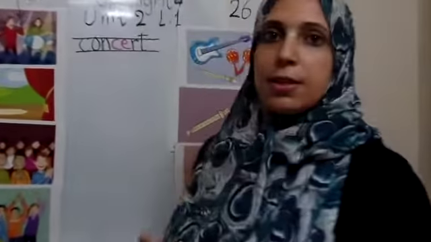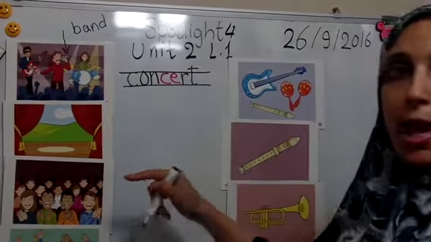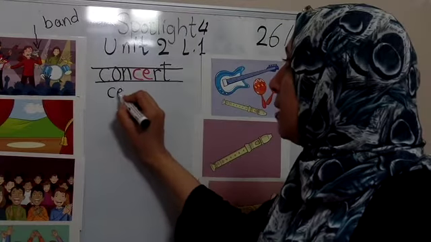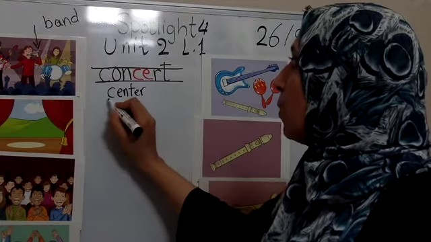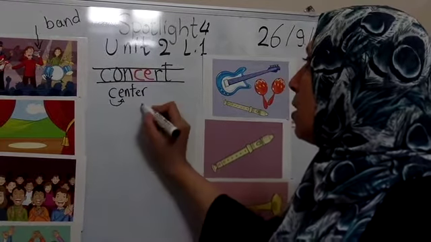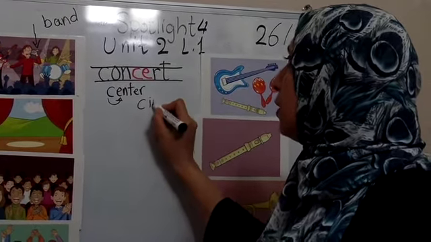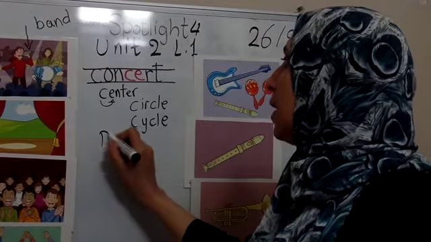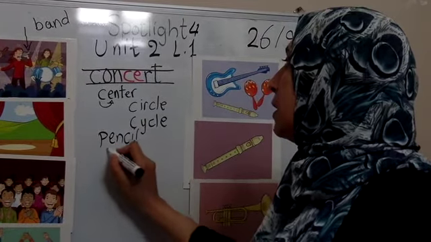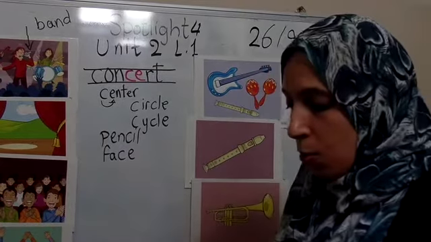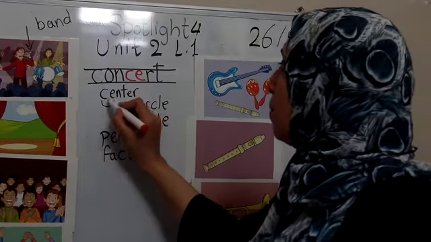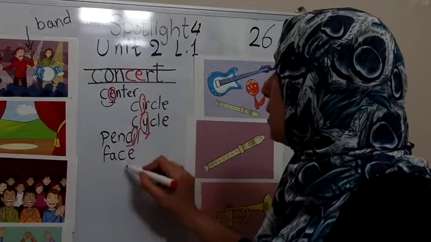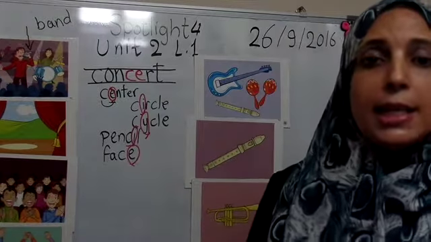We learned it before. This is a spelling rule. C plus I equals sa, C plus Y equals sa, C plus E equals sa. That's why I say center. Why does the C say sa? Because it's followed by E. I say circle. I say cycle. I say pencil. I say face. Why in all these words does the C say sa? Because it's followed by E or I or Y. Again, if the C is followed by E or I or Y, it says sa.